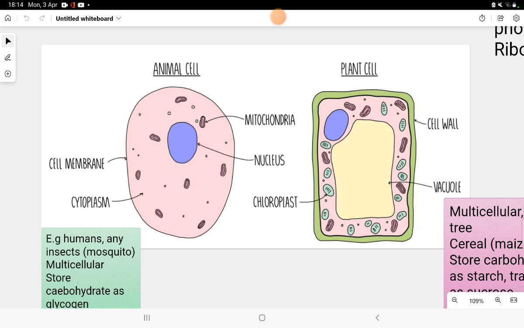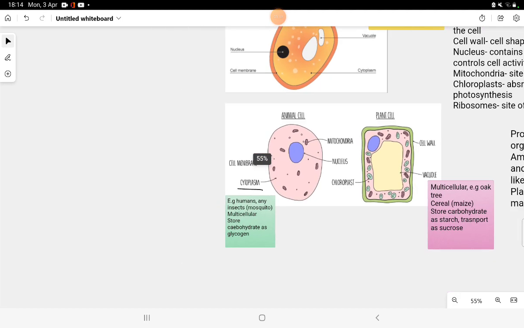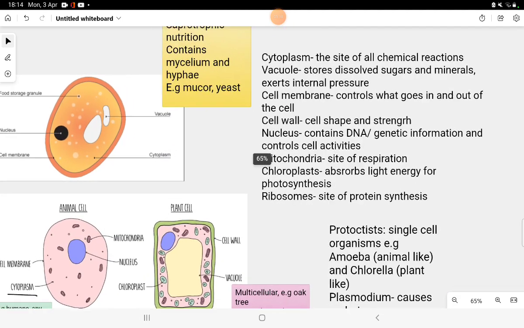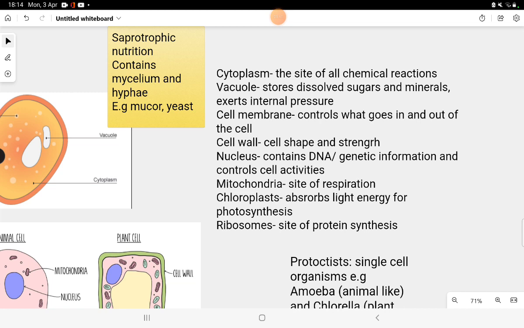Animal cells have a cytoplasm, which is this pink fluid thing, and that's the components of the animal cell. But the plant cell also has a vacuole, which is this white yellow shaded bit in the middle, and it also contains chloroplasts. So if we explore the function of all of these cells, let's go up here. The cytoplasm, the role of the cytoplasm is it's the site of all chemical reactions.